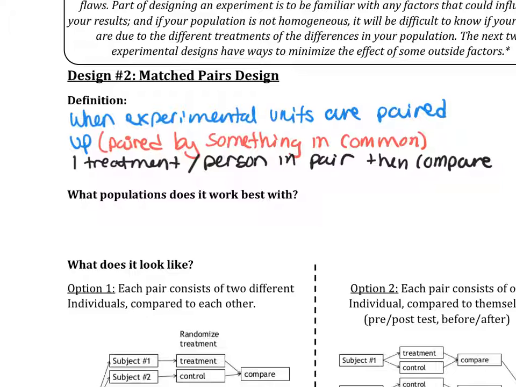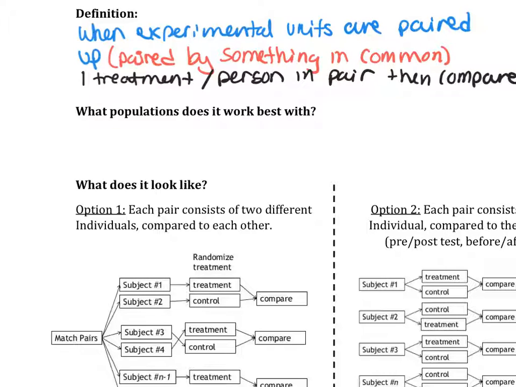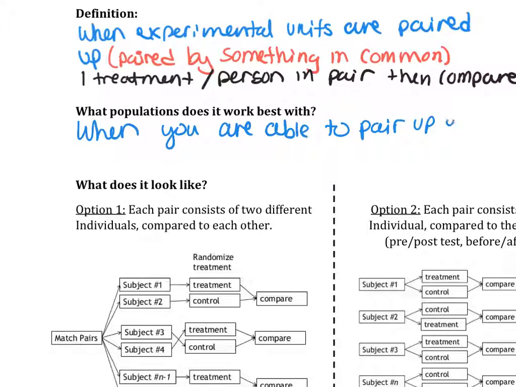So what population does it work best with? It works best when you are actually able to pair up your experimental units. That won't always be the case. And since it is matched pairs, that means you are limited to only being able to do two treatments. So your experiment has to also lend itself to matched pairs.